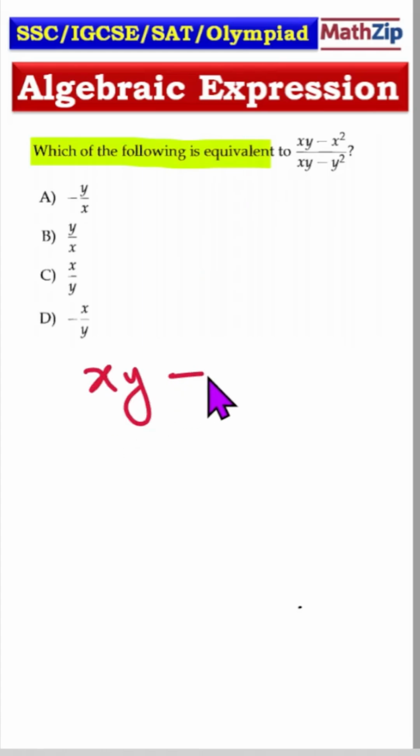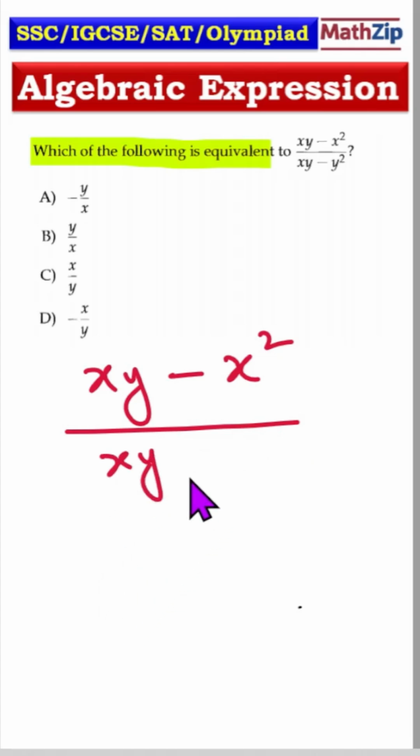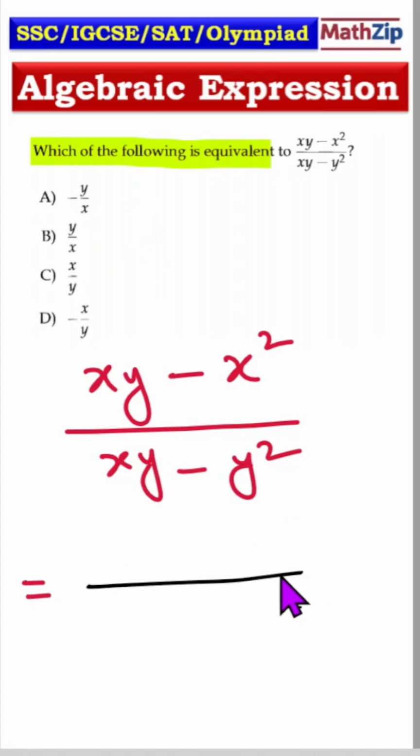Which of the following is equivalent to (xy minus x squared) divided by (xy minus y squared)? Here are some options. So first we can take common which is similar. Here is x and here is x squared. We can take common x. So here is y minus x.